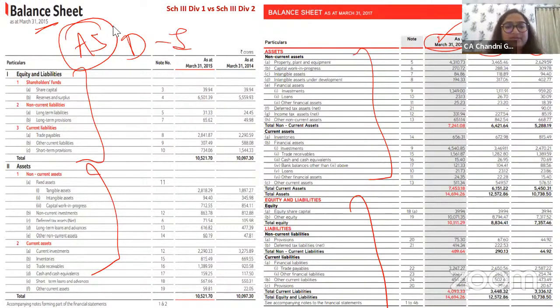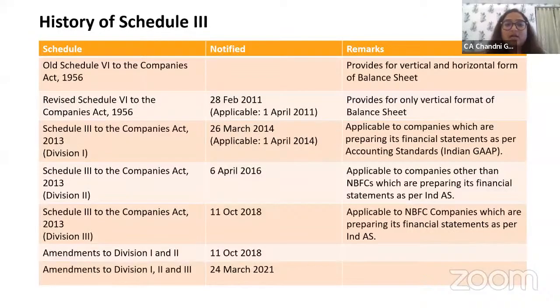This happened with all the companies when they adopted Ind AS for the first time. They all prepared the third balance sheet, which is the opening balance sheet of the preceding year. Right? I hope this is clear.